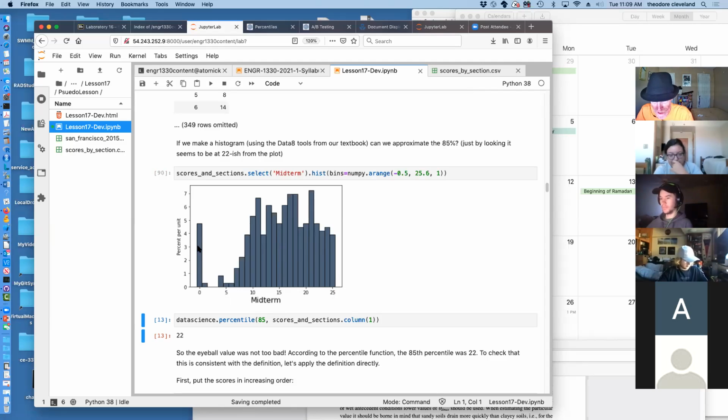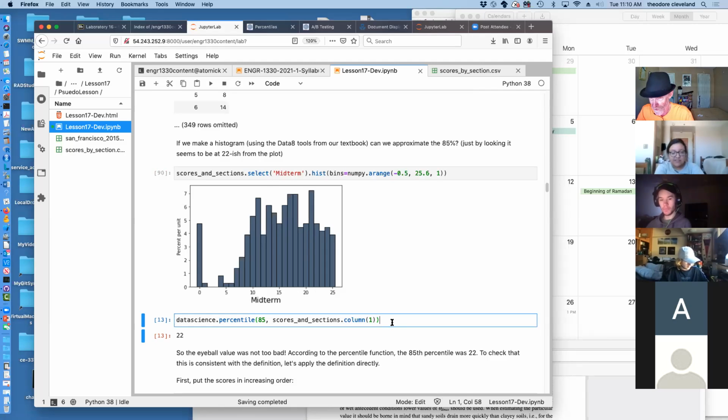And so if we look at the 85th percentile or do percents per unit, I have 5% here, 10, these three add up to another 10, there's 20, 30, 40, 50. So the 85th percentile looks to me to be somewhere in here, maybe around 21 or 22.